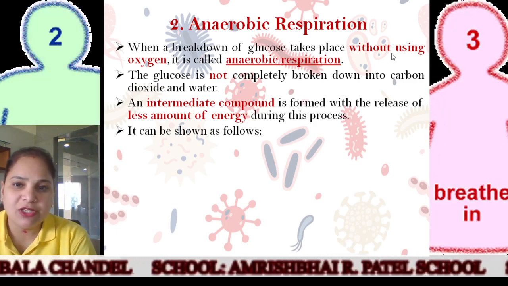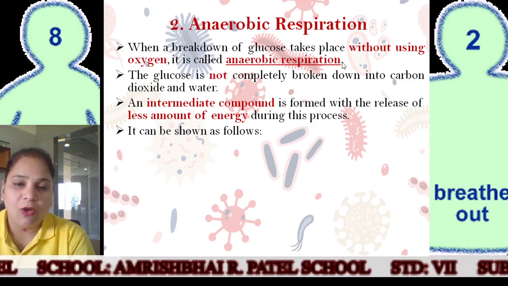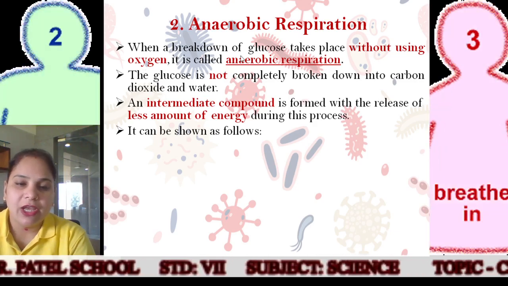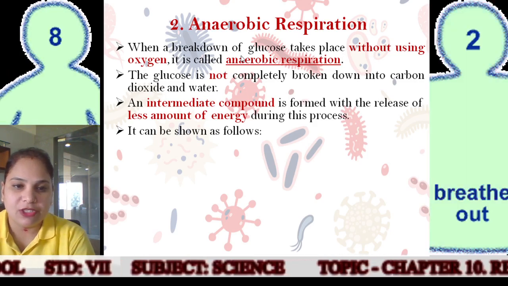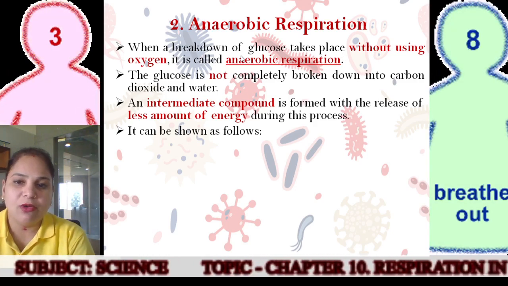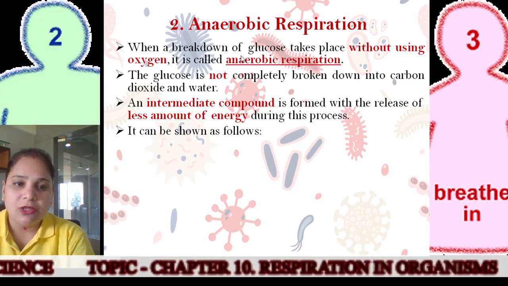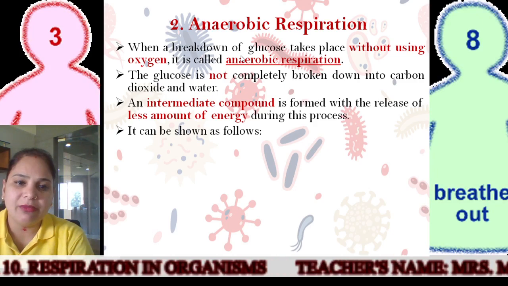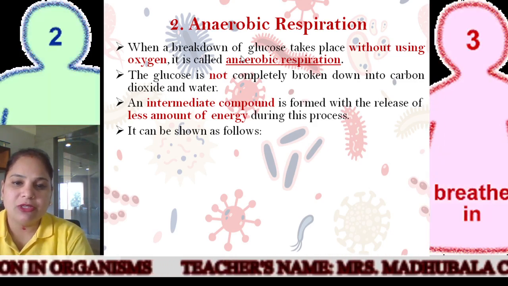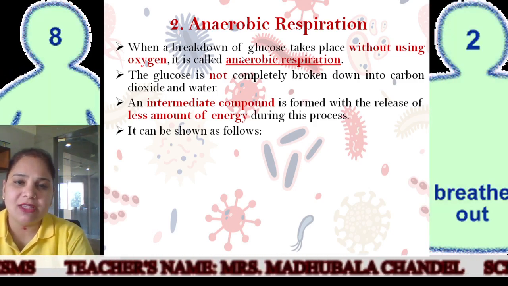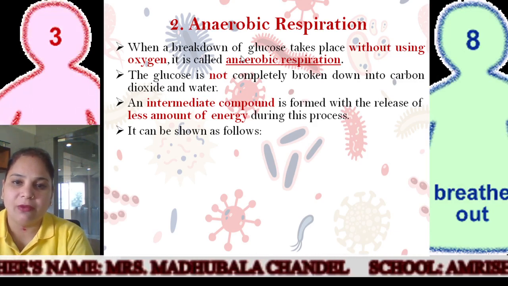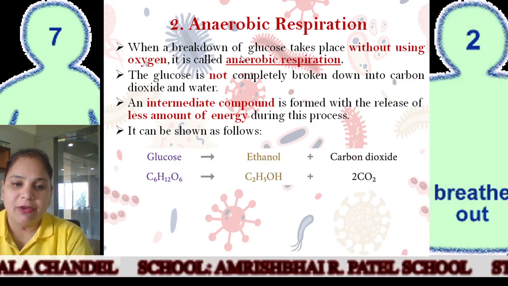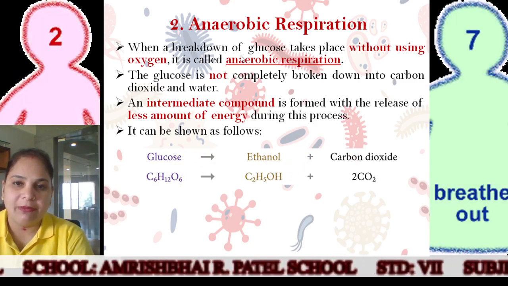So the important point here is in the absence of oxygen, or without using oxygen. Now the glucose is not completely broken down into carbon dioxide and water. Instead of breaking down completely into carbon dioxide and water, it forms an intermediate compound. With the formation of this intermediate compound, a lesser amount of energy is released during anaerobic respiration. So glucose will break down into ethanol plus carbon dioxide.